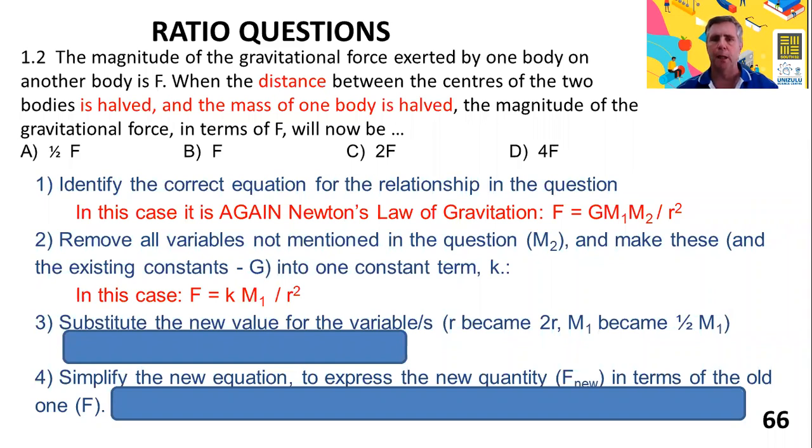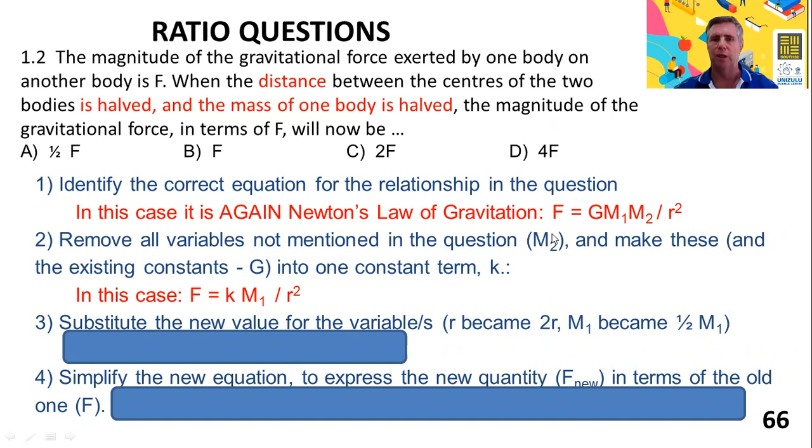So we use exactly the same method as in the top half of the page. Number one, identify the correct equation for the relationship in the question. Again, it's Newton's law of gravitation. Number two, remove all the variables not mentioned in the question.